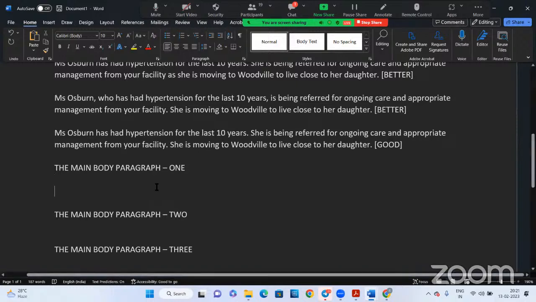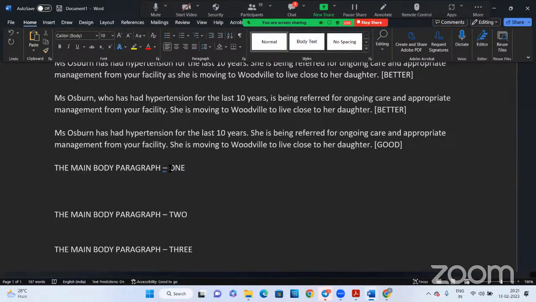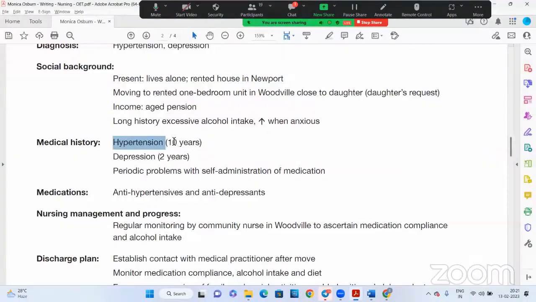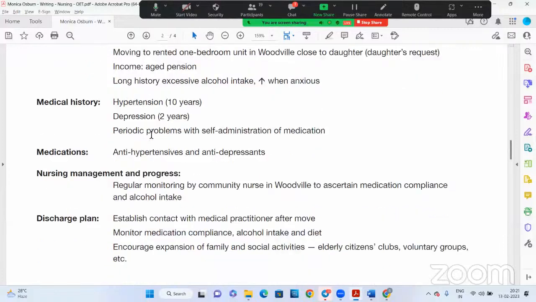Now coming to the body paragraph 1, main body paragraph 1. Here in the main body paragraph 1, you will write the important things. What are the case notes that will go here? You have to think about that one. What will go into the first paragraph? What will go into the second paragraph? What will go into the third paragraph?